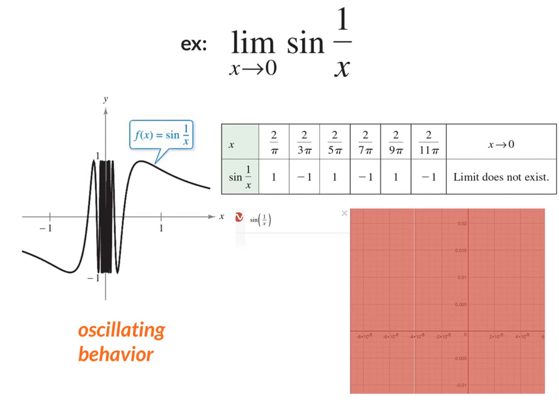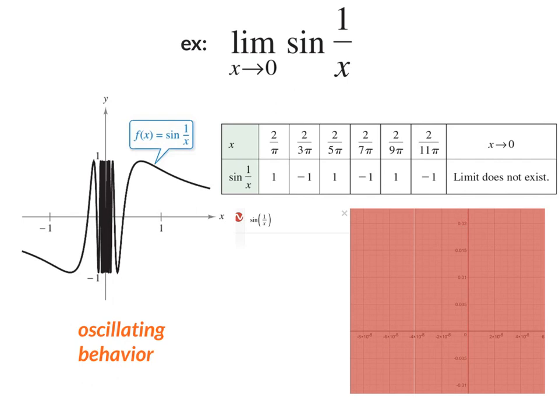Our last example, I promise, is one that models oscillating behavior. So let's take the limit of the function sine 1 over x as x approaches 0. So if you ever graph this, you're going to notice that this thing oscillates over and over and over and over. And I even went onto Desmos and I tried to zoom in as far as I could at x equals 0. And if you've ever seen this on Desmos before, you know that you're going to be zooming in for a long time and really not get anywhere with it.